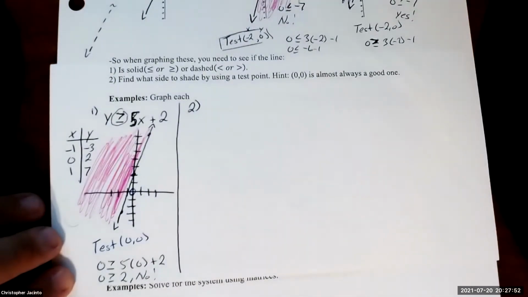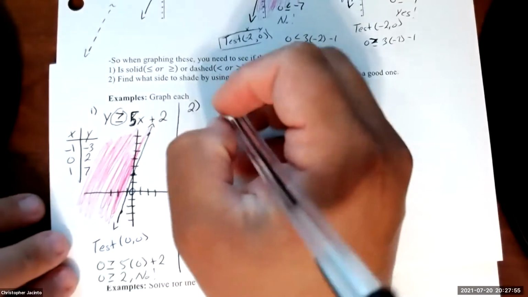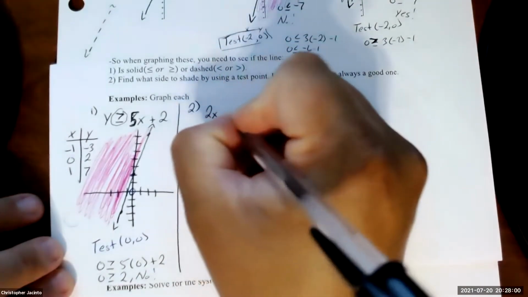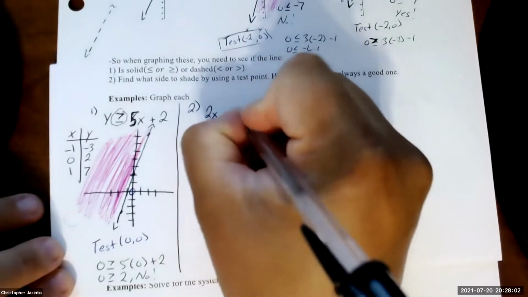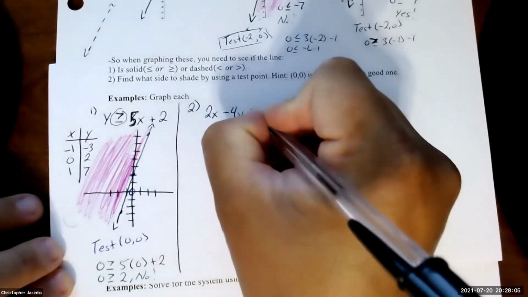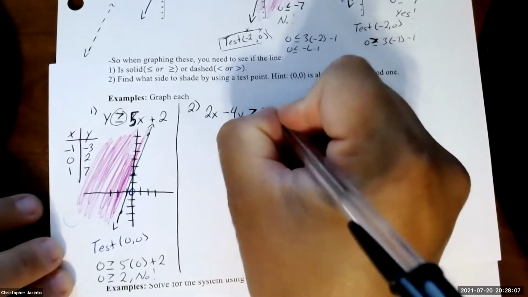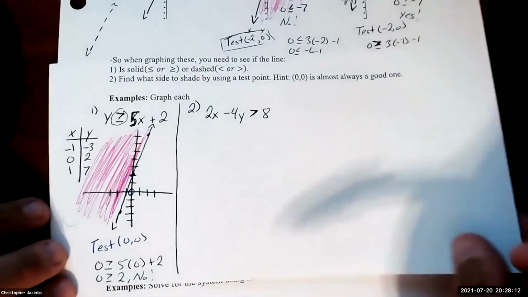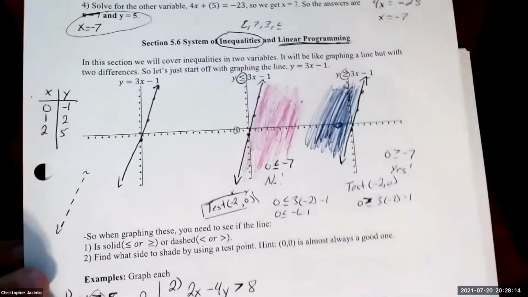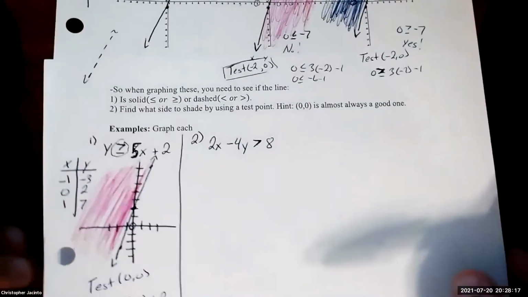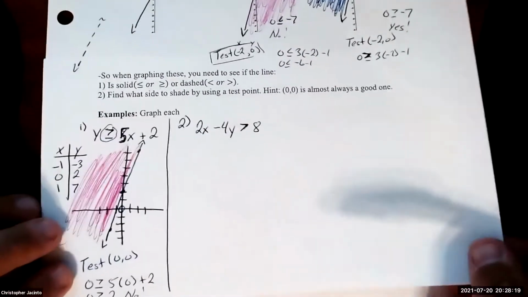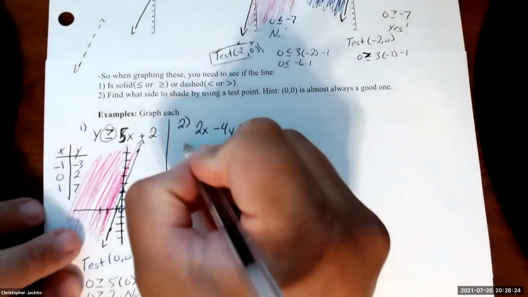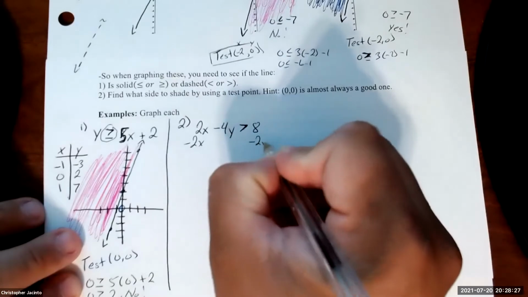Not too bad. Okay, let's keep going. Let's do a couple more. Let's try this one. So this one, unlike the other ones, right, is not already in y equals. So we first have to put it into standard form, right, or slope-intercept form. So in other words, we're going to solve for y. So I'm going to bring 2x over.